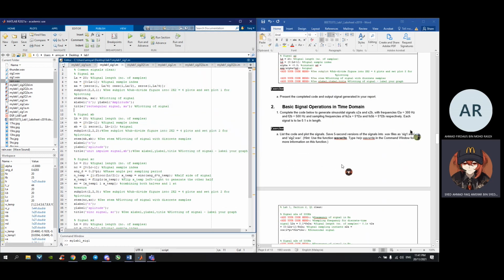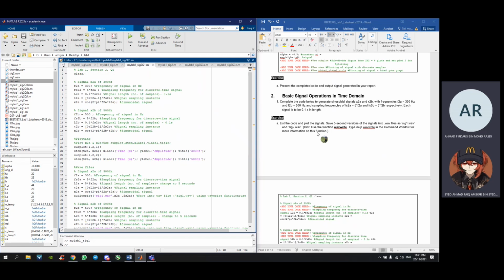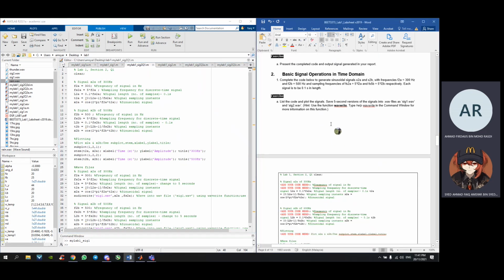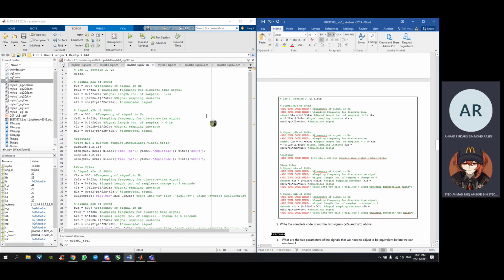Next is number 2. I'm going to pass it to Ahmad Firdaus to explain it. Next, part 2, which is basic signal operation in the time domain. The first one, we are required to write the code that has been given and put in our own code.